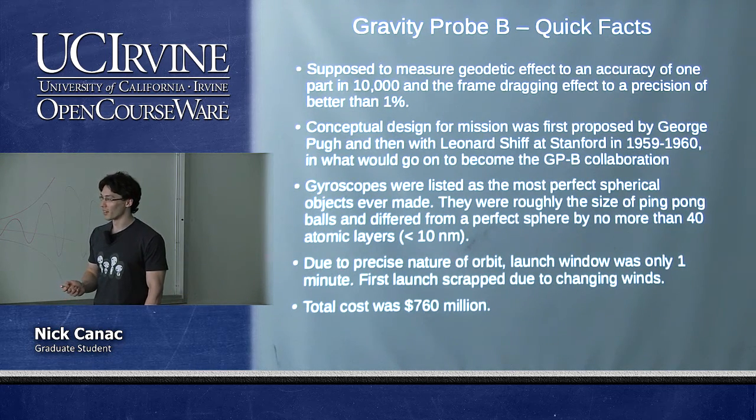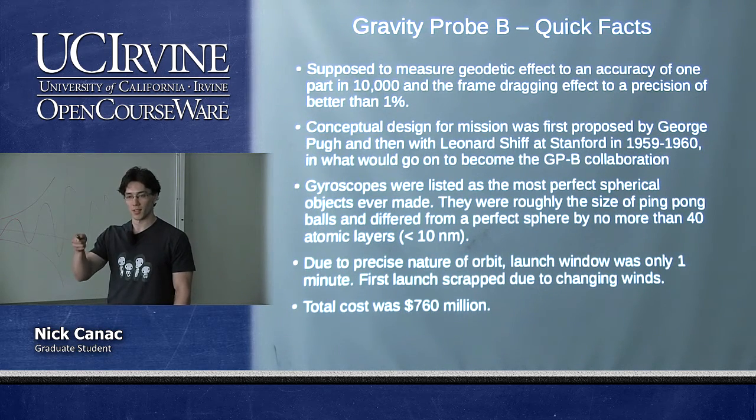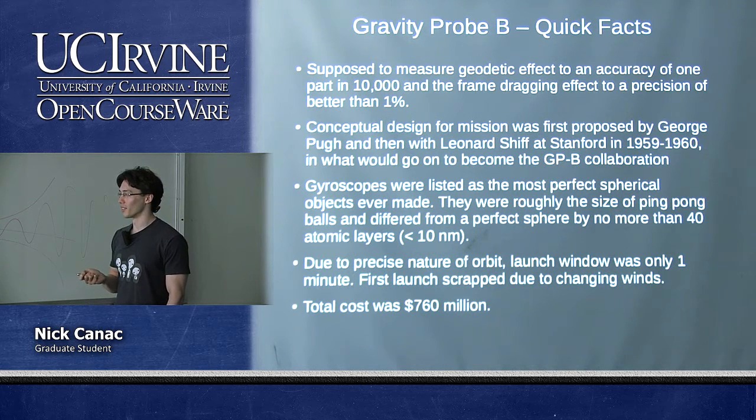Another kind of annoying thing was that because the orbit had to be very precise, exactly over the poles, their launch window was only 1 minute, and so the first launch had to get scrapped because there were some changing winds in the atmosphere. And we got all of this for the low, low cost of $760 million.